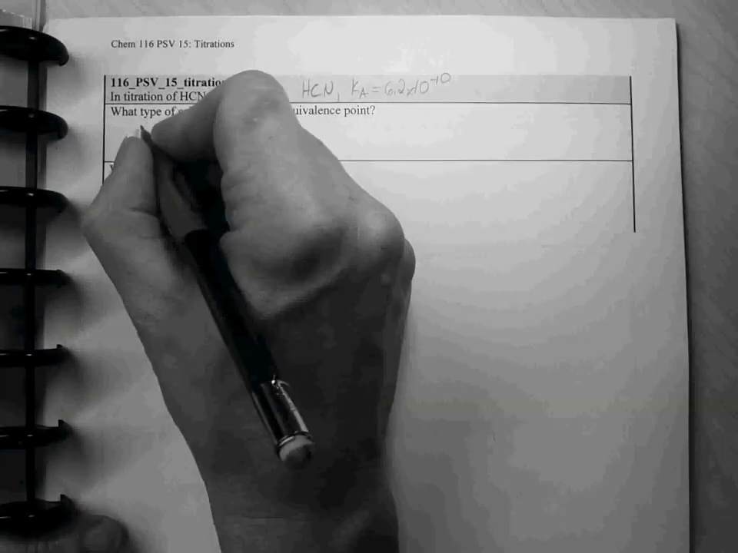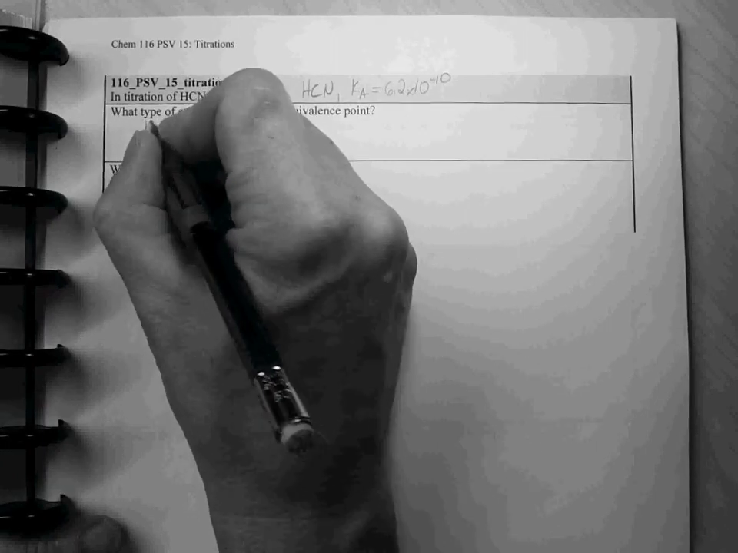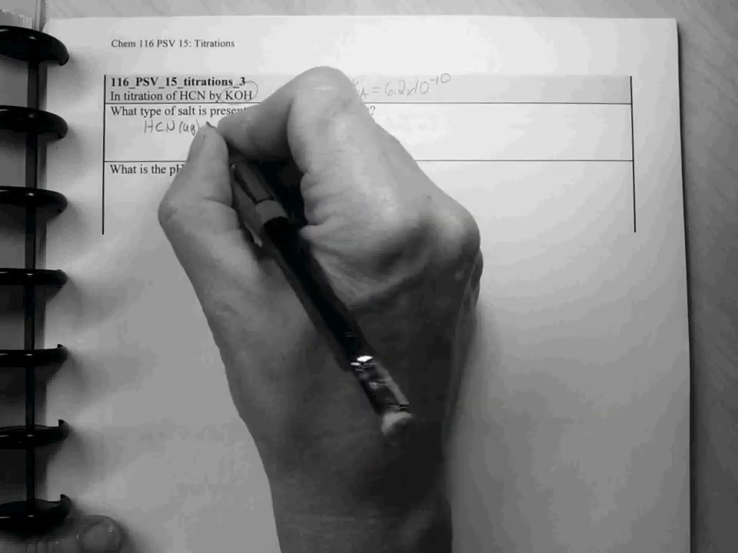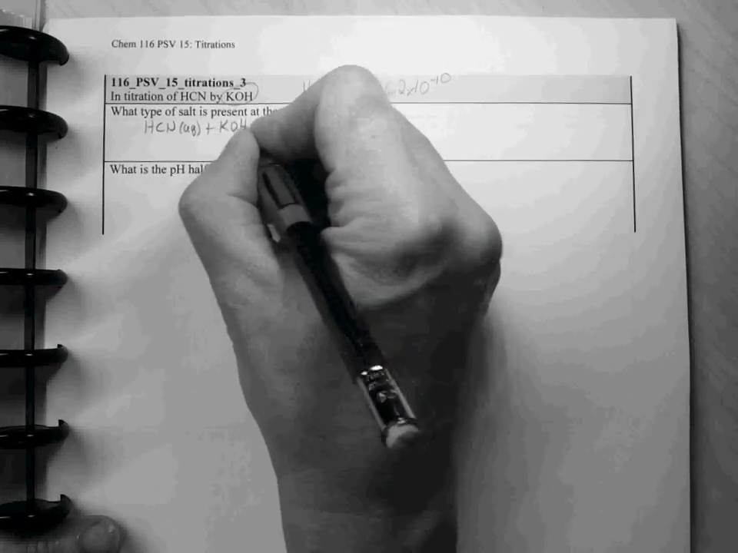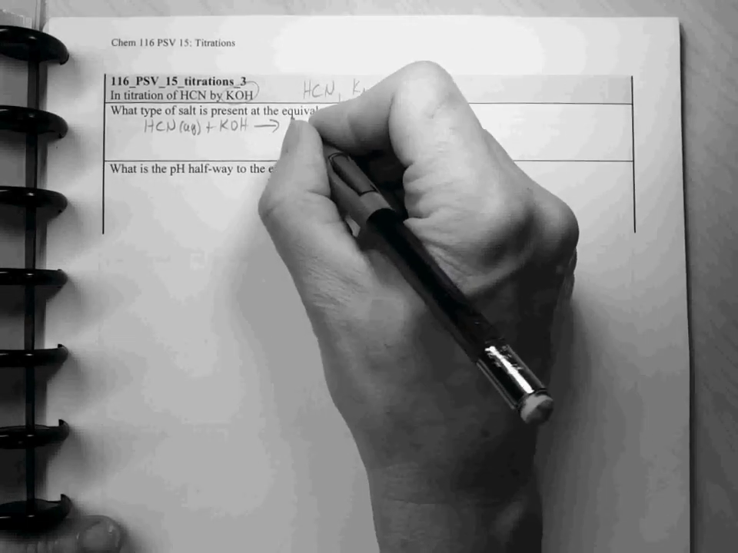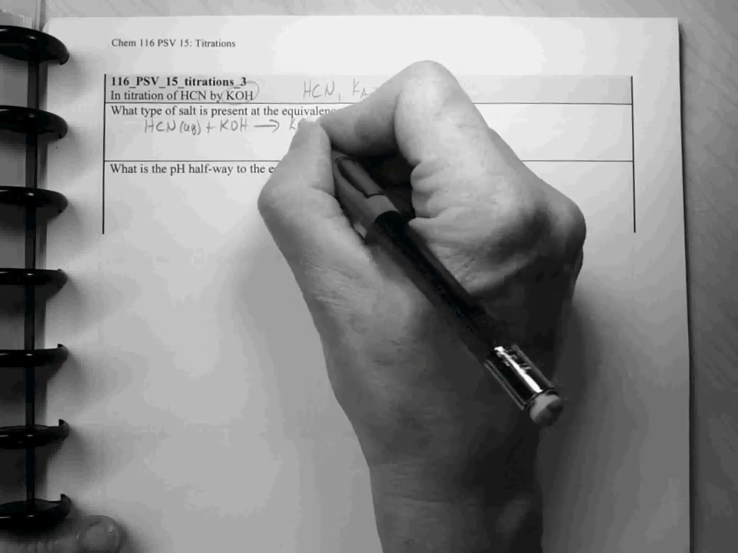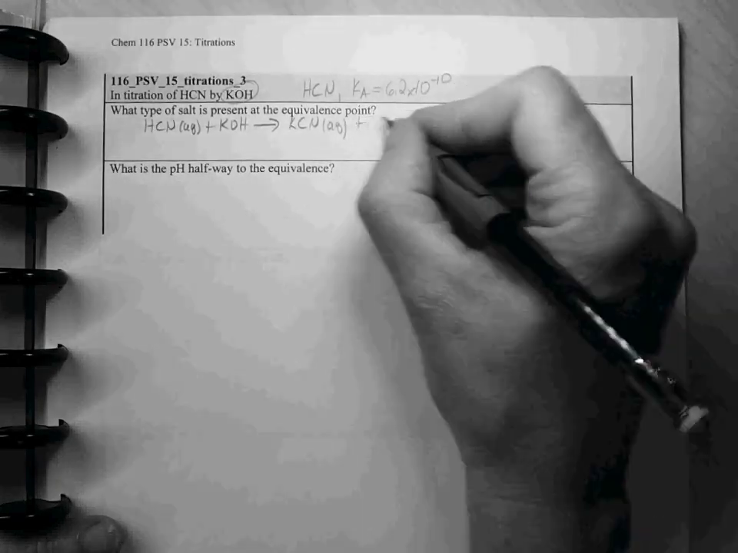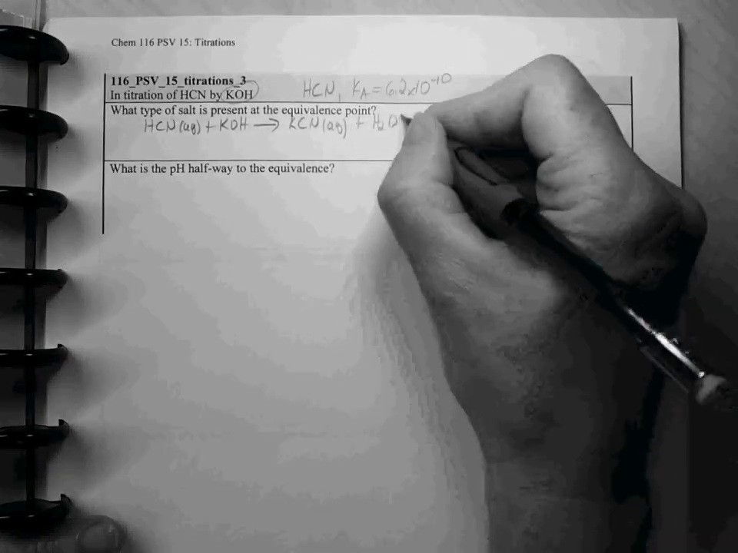If we write the neutralization reaction, we have HCN reacting with KOH, and our salt is going to be KCN, a soluble salt. It's aqueous, and we're also going to generate water.